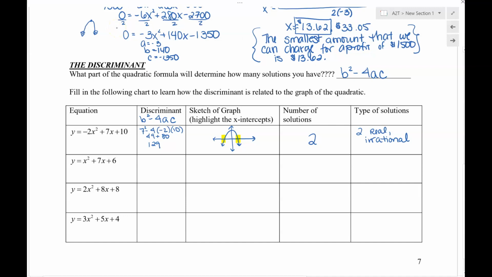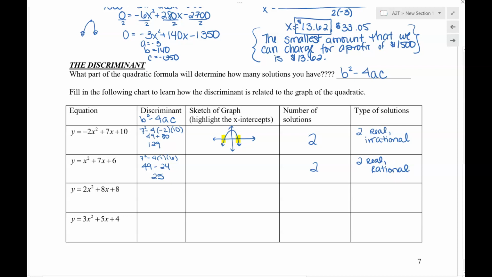Take a look at the second example. So b is 7 again, so 7 squared minus 4 times a times c. We get 49 minus 24, which leaves us with 25. So we still have 2 real solutions because you can take the square root of 25. But is 25 a perfect square? Yes, it is. So not only do we have 2 real solutions, but they're rational. Why? Because it is a perfect square.